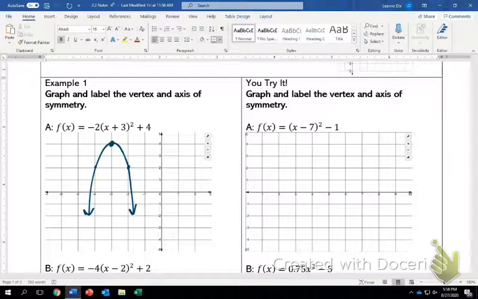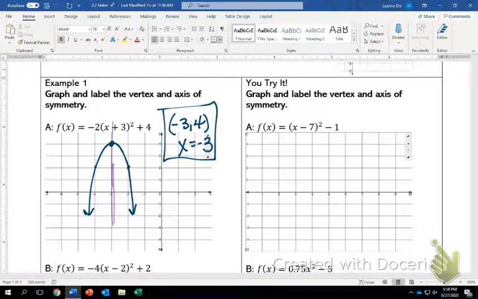Our vertex, again, is just our highest or our lowest point, and the axis of symmetry is going to go through the vertex. So I can actually draw my line here, and then I can write that the vertex is (-3, 4), and our axis of symmetry is x equals negative 3.